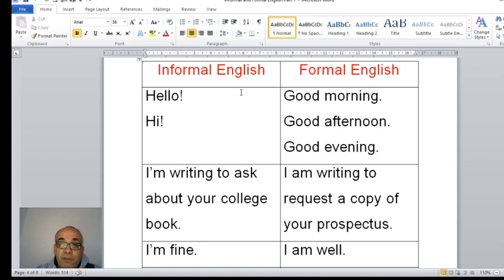Hello is informal. Hi is informal. What's the formal? Good morning, good afternoon, good evening. These are formal expressions. I'm writing to ask about our college book. This is informal. Formal, I am. So we don't say I'm, we say I am. Writing to request. We don't say ask. Ask is informal, request is formal. A copy of your prospectus. Prospectus is formal, book is informal.